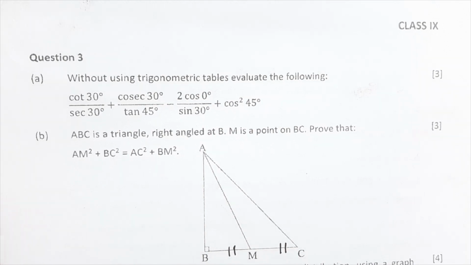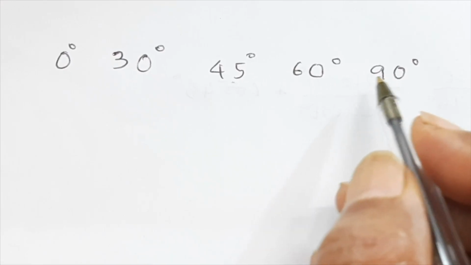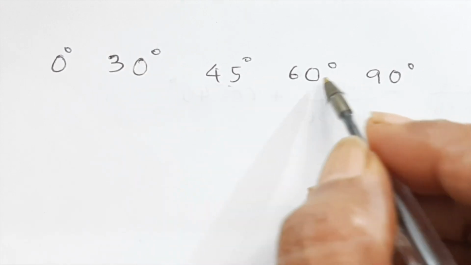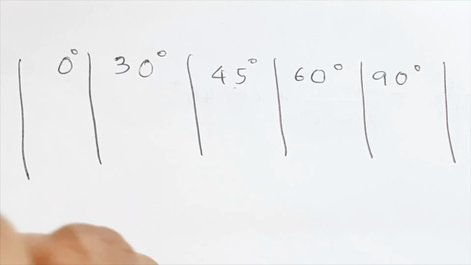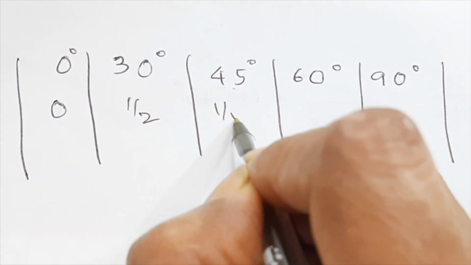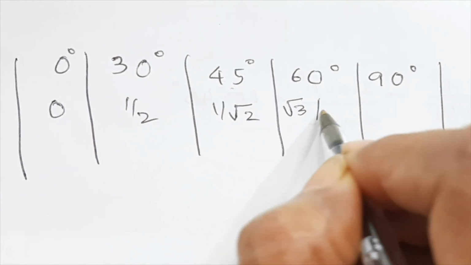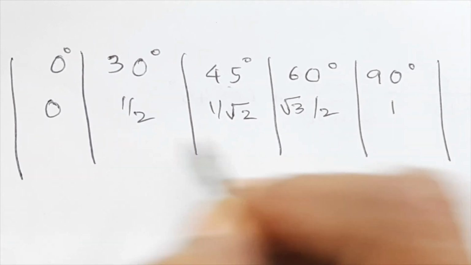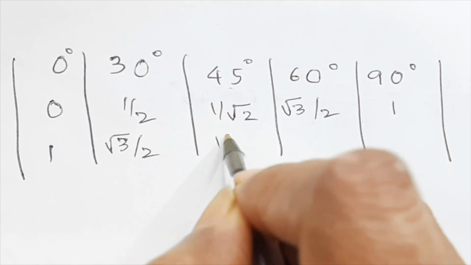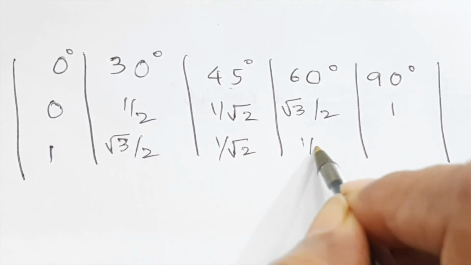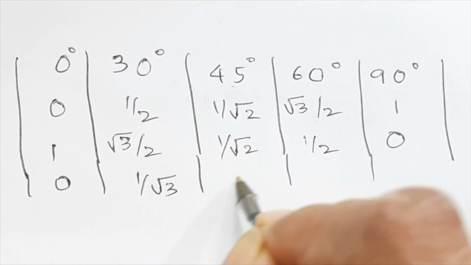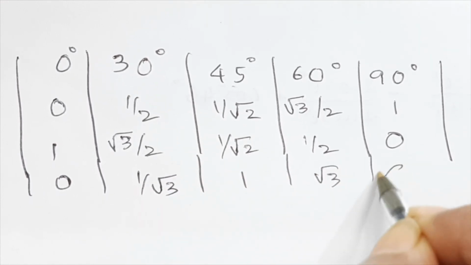Okay, question 3a, let's write it down. For our standard angles, we will write the standard angle 0, 30, 45, 60, 90. This is what you have to do in rough. This will be 0, half, 1 upon root 2, root 3 by 2 and 1. And then we will write 1, root 3 by 2, 1 upon root 2, half, 0, 0, 1 upon root 3, 1, root 3 and infinity.